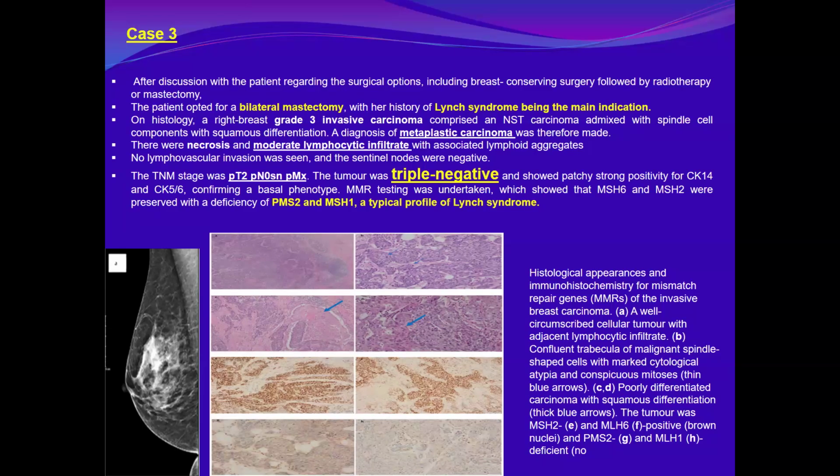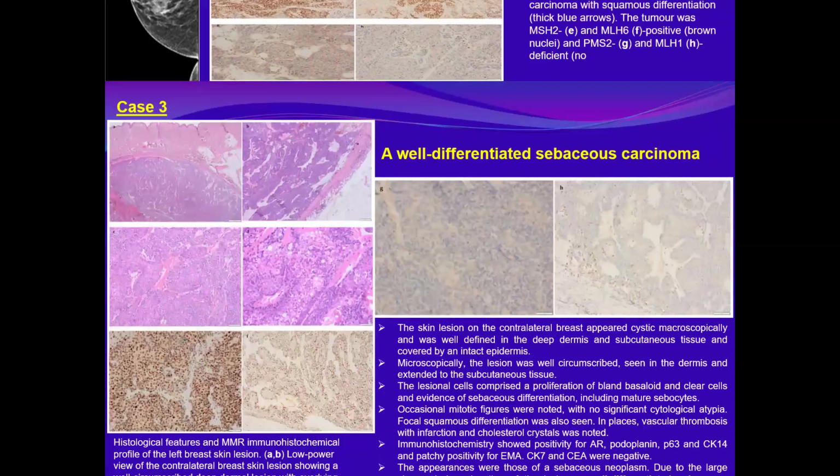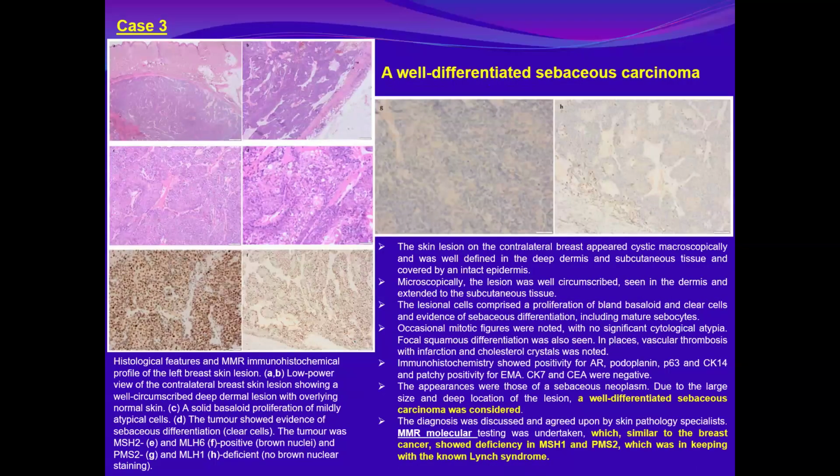Again, this is the third case, also triple negative breast cancer, okay? And they found in the lesions MSH2 and MSH1, a typical profile of Lynch syndrome in the breast tumor. And the skin tumor proved to be a well-differentiated sebaceous carcinoma. It was not a benign one. I will leave the histology for you by the end of the lecture, Dr. Nadia, to comment on.